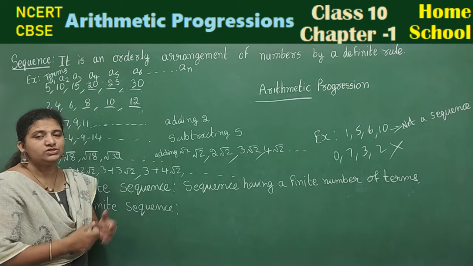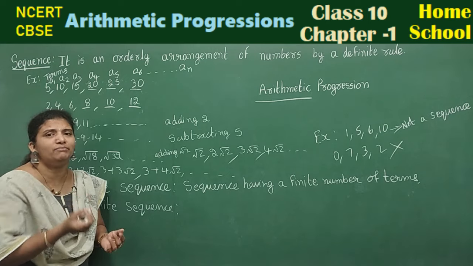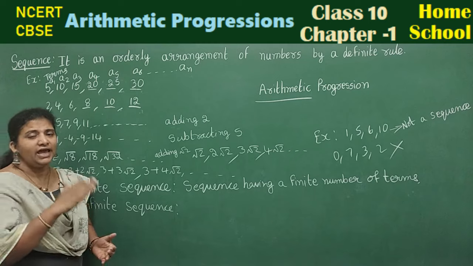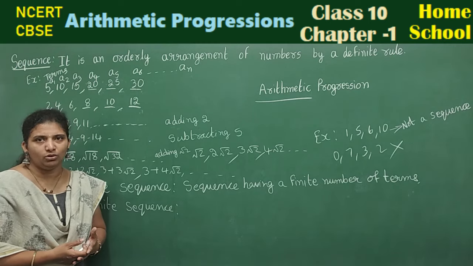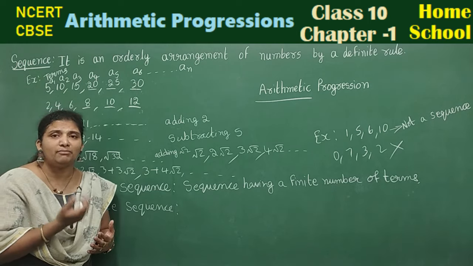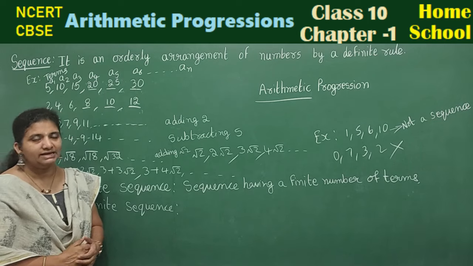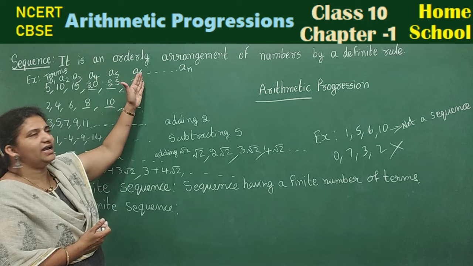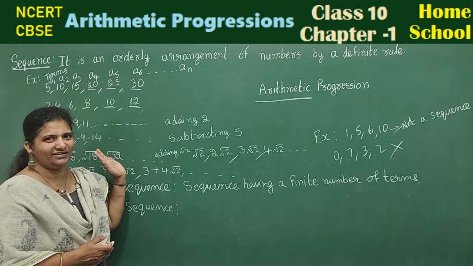Don't know. So, the sequence having infinite number of terms is called an infinite sequence. Infinite number of terms. How many terms are there? We don't know. So, infinite number of terms, we call it an infinite sequence. In an easy manner, where the sequence has an ending, finite. Where there is no ending, infinite.